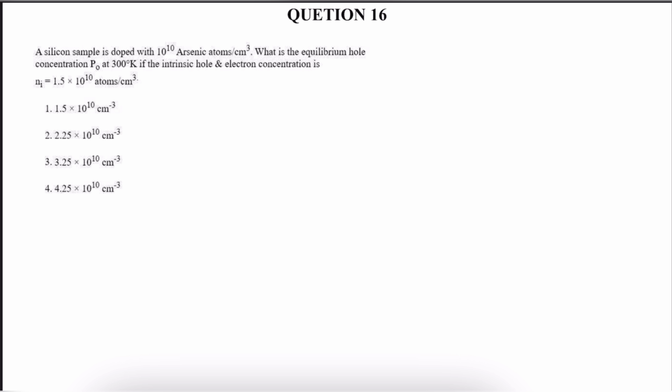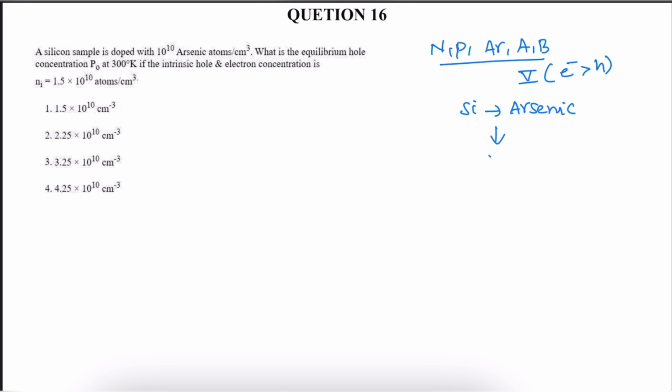A silicon sample is doped with 10 power 10 arsenic atoms per centimeter cube. So the given sample is doped with arsenic. Nitrogen, phosphorus, arsenic, antimony and bismuth are all fifth group elements. When silicon is doped with fifth group elements, electrons are the majority carriers. Electrons are more when compared to the holes. So when silicon is doped with arsenic, it leads to the formation of an N-type semiconductor.